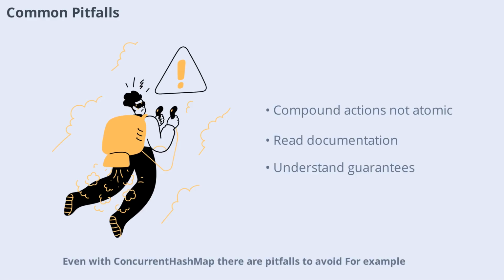Even with ConcurrentHashMap, there are pitfalls to avoid. For example, compound actions like check-then-act are not atomic unless explicitly handled. Developers must be aware of these nuances to avoid subtle bugs. Always consult the documentation and understand the concurrency guarantees provided by the collection.